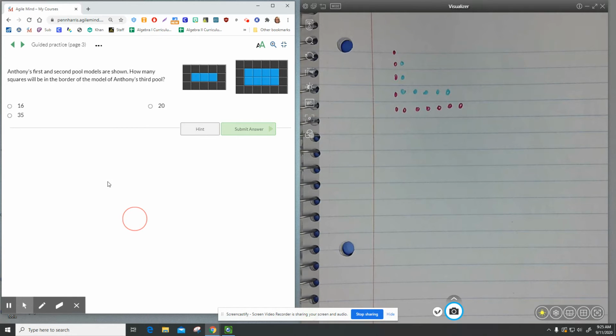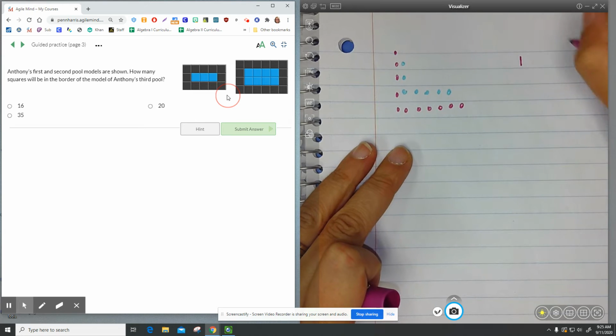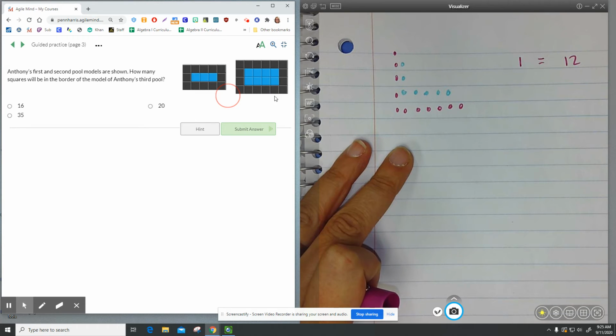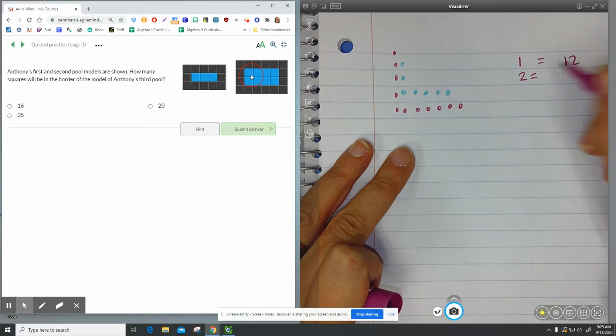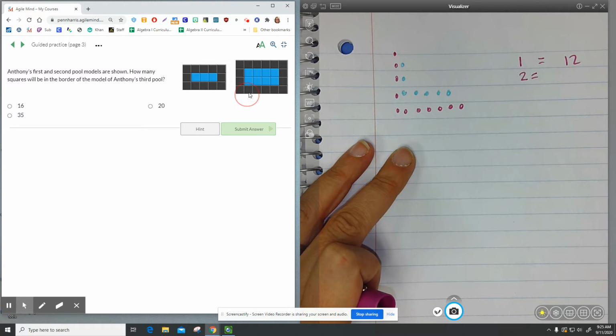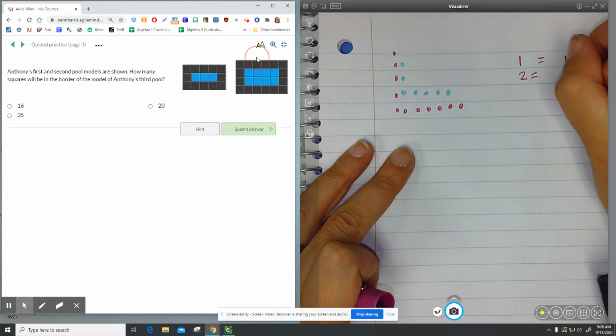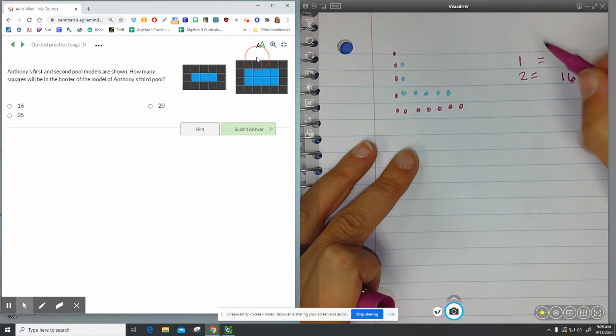So question 2. Again, let's go back to Anthony's first and second model pools. It says, how many squares will be in the border of the model of Anthony's third pool? Well, if we look at his first pool, that's 1 block long. He's got 3, 6, 9, 12. And if it helps, guys, 1 block equaled 12. His next pool is 2 blocks, and we're going to call that 4, 8, 12, and 16. I'm wondering if you guys are starting to see a pattern here.